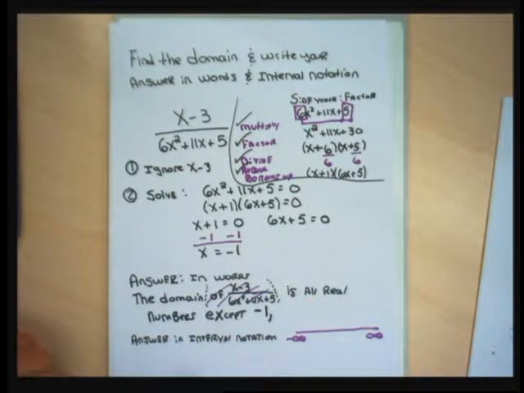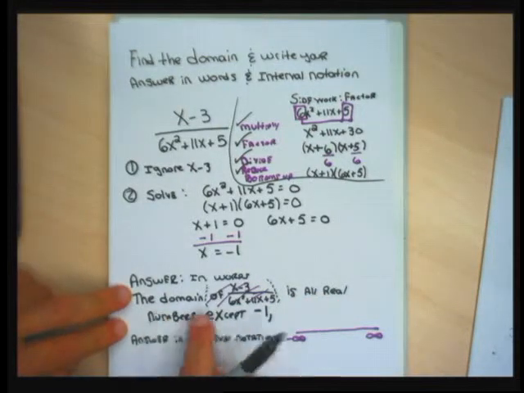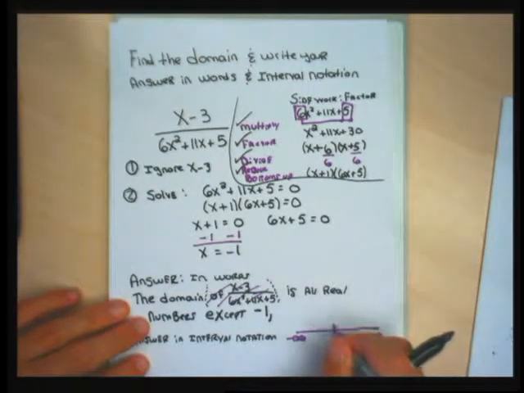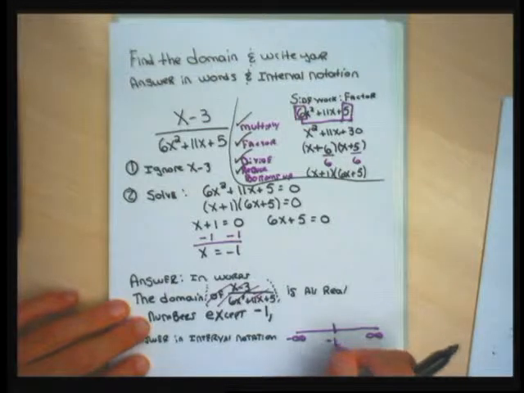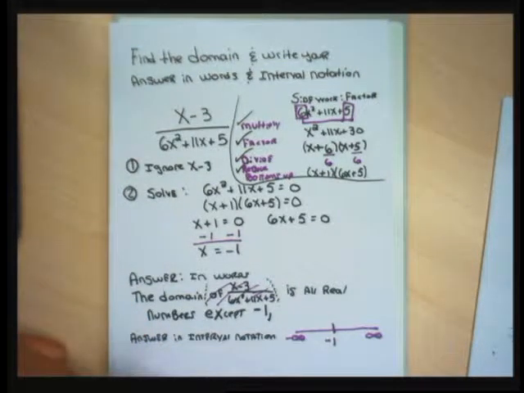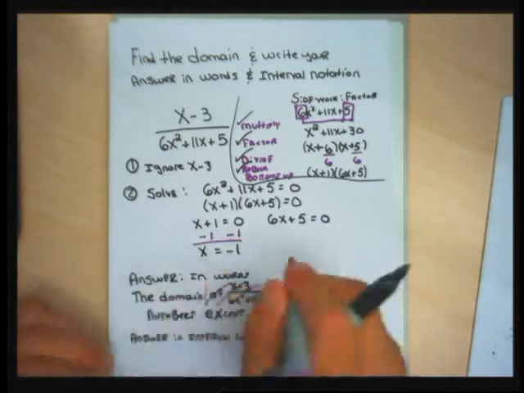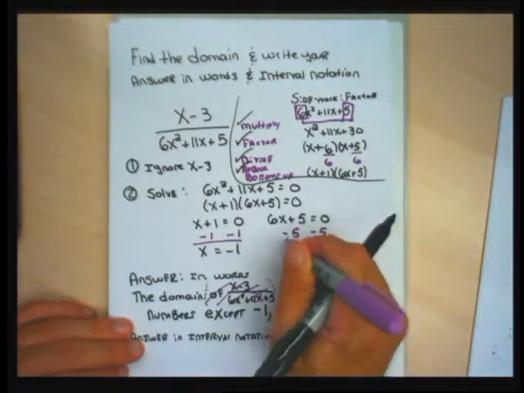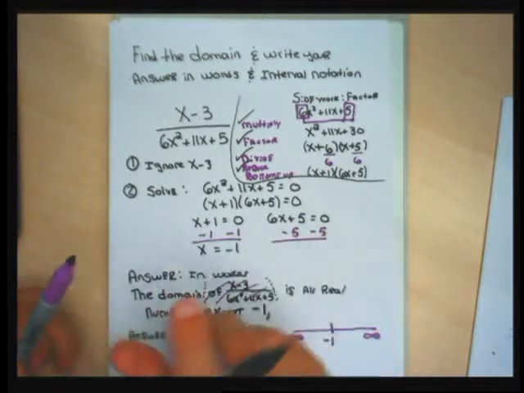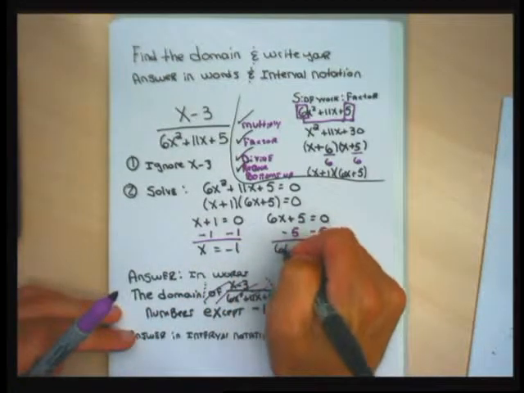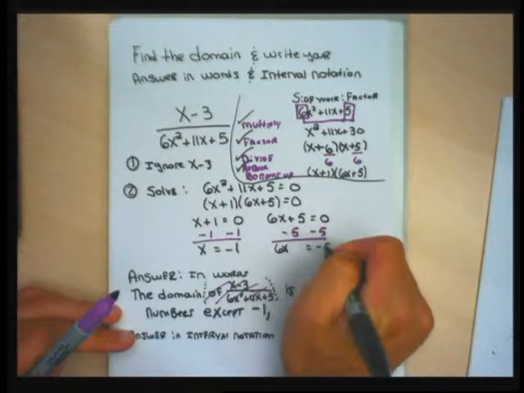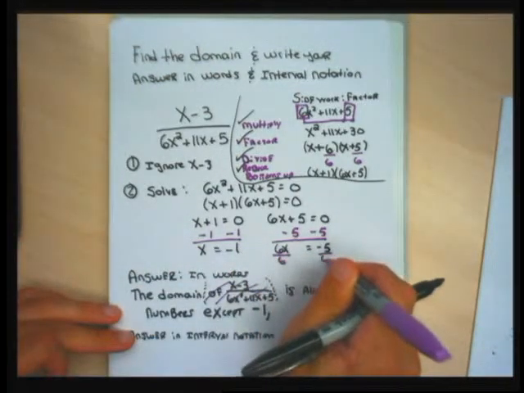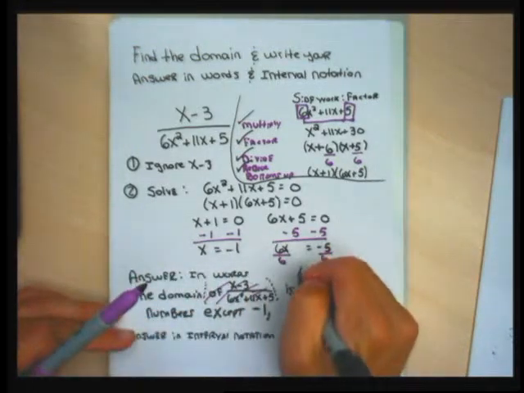So in my answer for the domain written in words, one of the exclusions is negative 1, and somewhere on the number line I need to also put a negative 1 as I go to get my interval notation. There's going to be another number to exclude and another number for my number line. That's the number I get when I solve 6x plus 5 equal to 0. To do that, it takes 2 steps. I subtract 5 from both sides and get 6x as negative 5. And then I divide both sides by 6. And I get x equals negative 5/6.